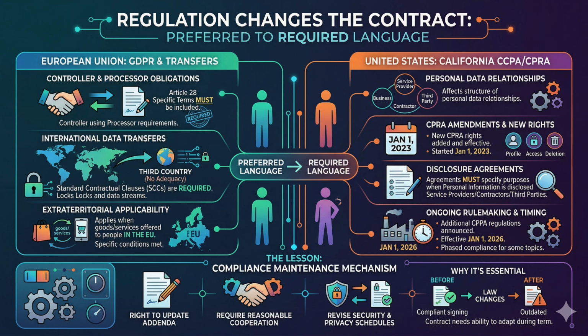The GDPR also applies extraterritorially in some cases, including where goods or services are offered to people in the EU. In California, the CCPA, as amended by the CPRA, affects how businesses, service providers, contractors, and third parties structure personal data relationships.